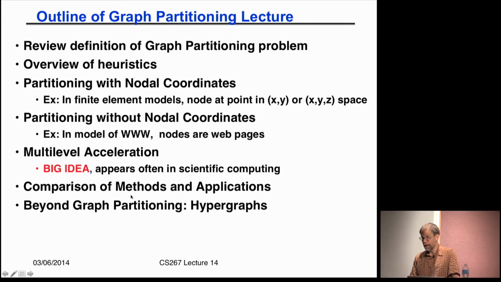Then I'll have some data, some comparisons of the performance of these. And the multi-level stuff will be next time. I won't get that far today. Then I'll compare a bunch of different methods and applications using some data. And then it turns out there's a model that people like to use recently, which is to model communication in tasks. They're not graphs, they're called hypergraphs.